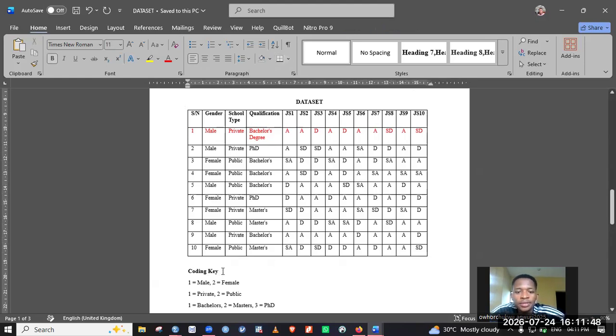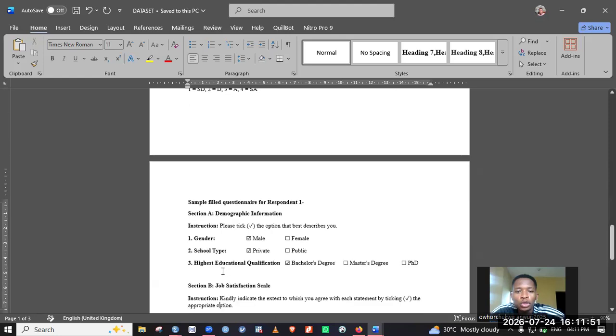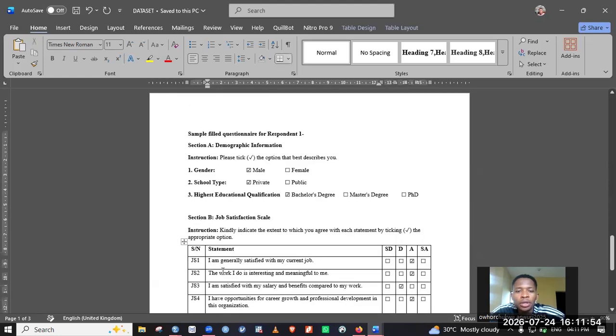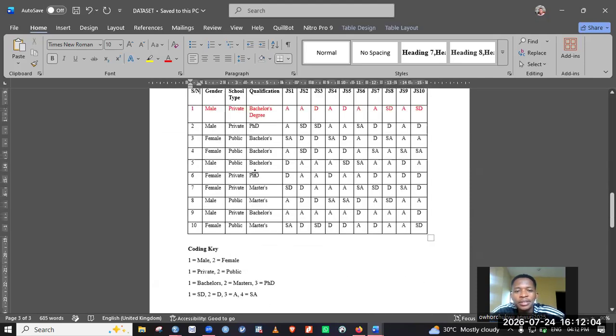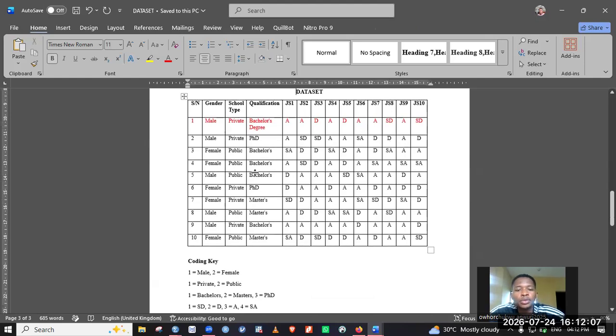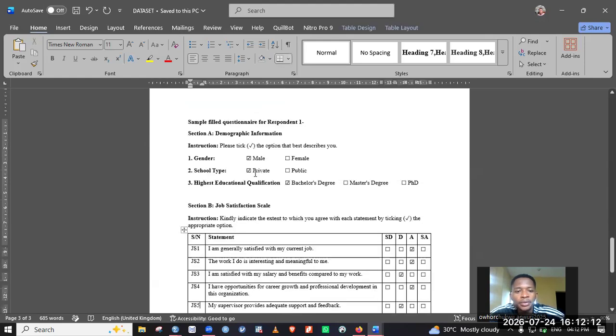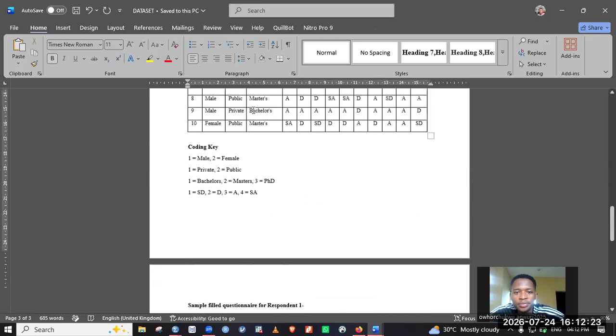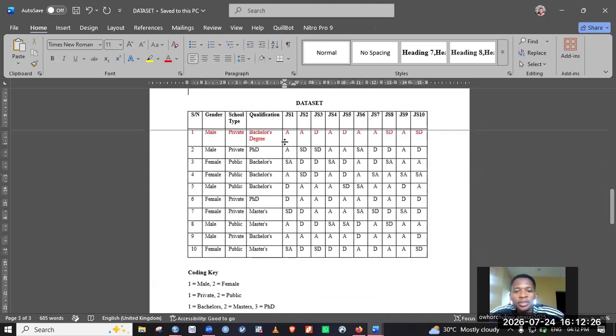Now, this is what the questionnaire would look like. All right. So you can see that the first respondent, from that first response, is the one that is highlighted in red. The first teacher is a male from a private school. He has a bachelor's degree. And if you look at the questionnaire that he has filled, it's correct. He's a male, he has ticked male from a private school, and he has a bachelor's degree. And then the first question that was asked, he said he agreed to it.